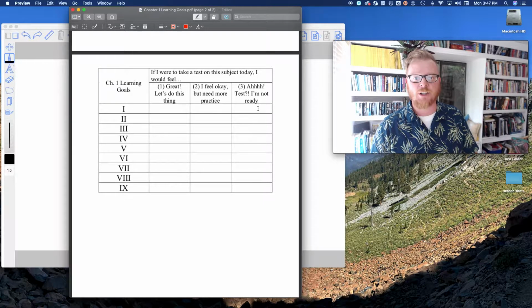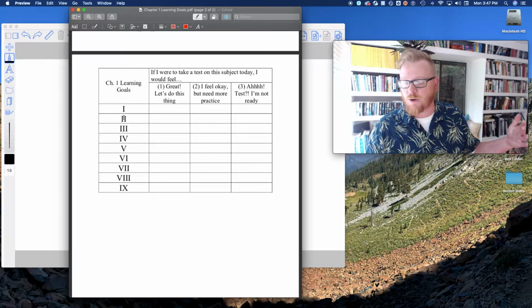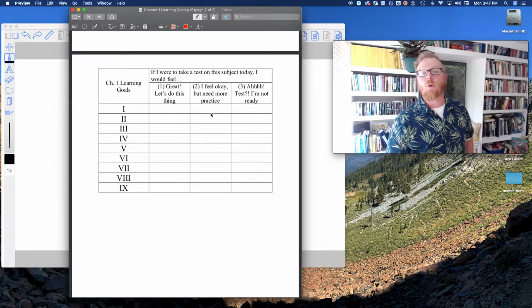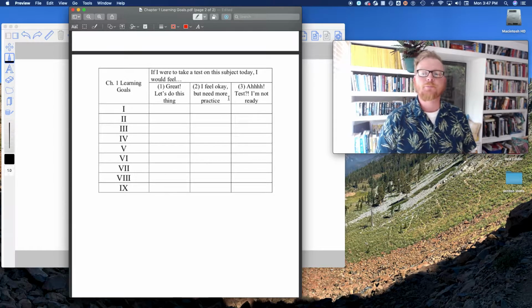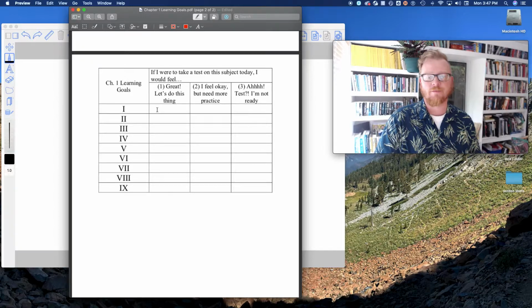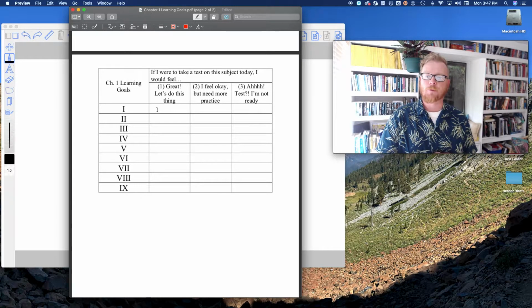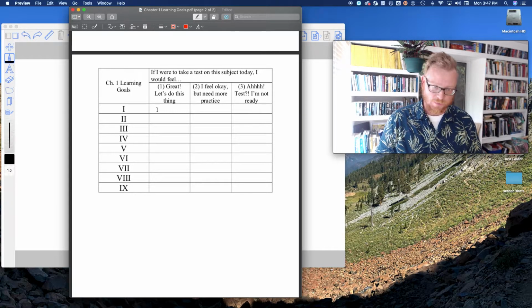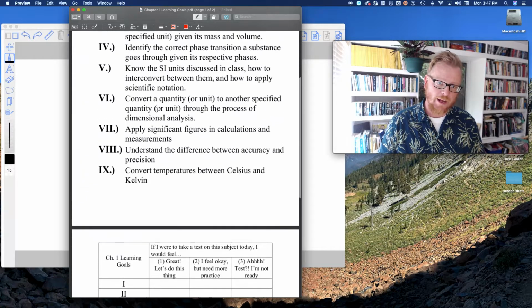Maybe after that first lecture, no way you're ready to take a test on that one learning goal because you just watched the first lecture, of course. So then maybe you get some more practice, you're feeling good, and after you've had enough practice, then you move on to that category. Great, let's do this thing, okay? So keep track of these learning goals as we're going. Let's go back up to the top here.